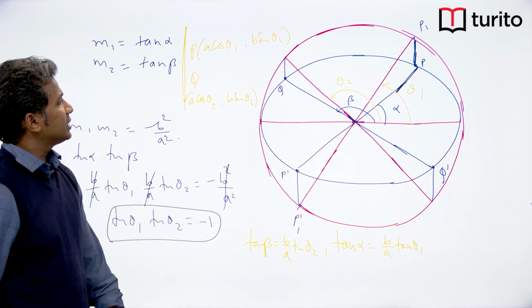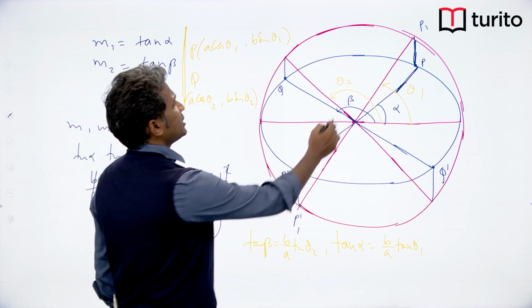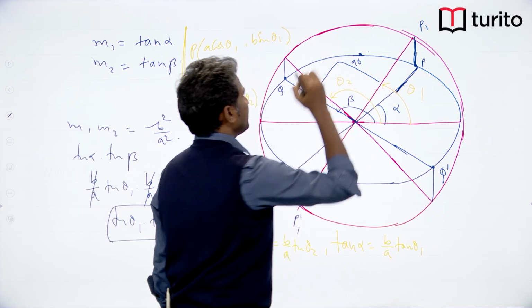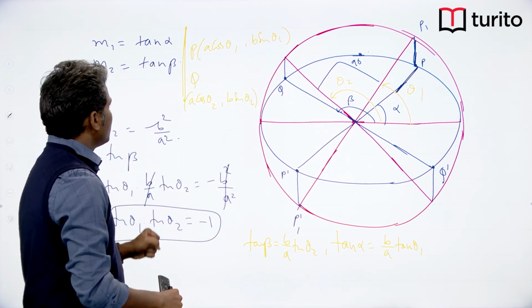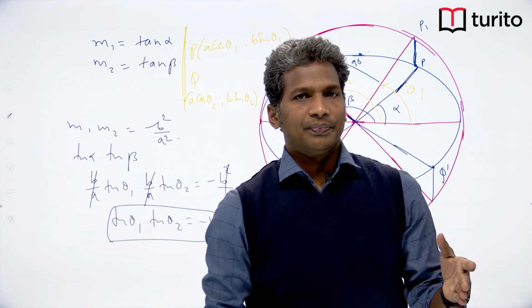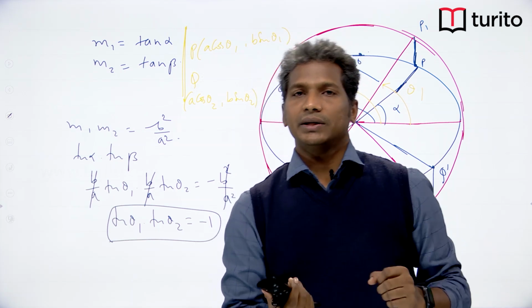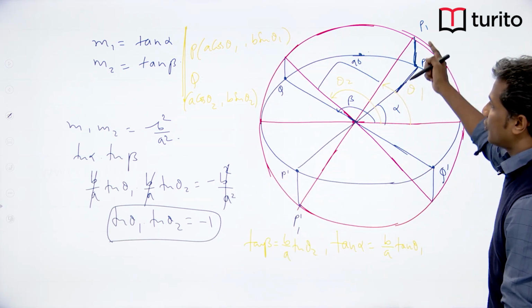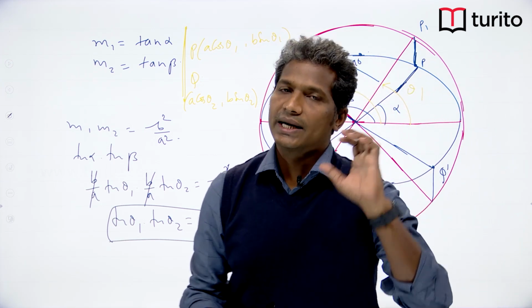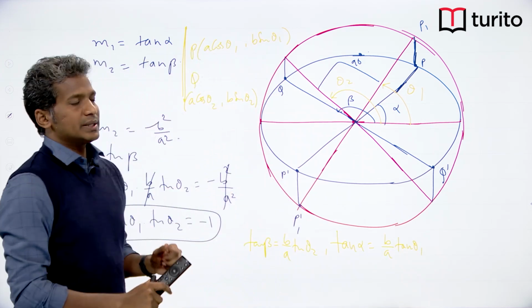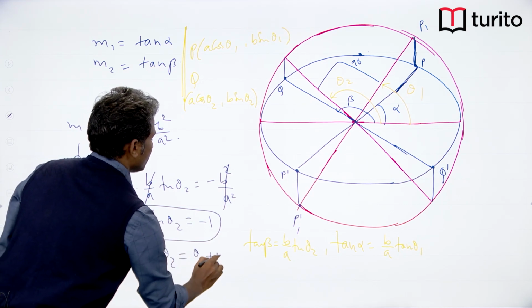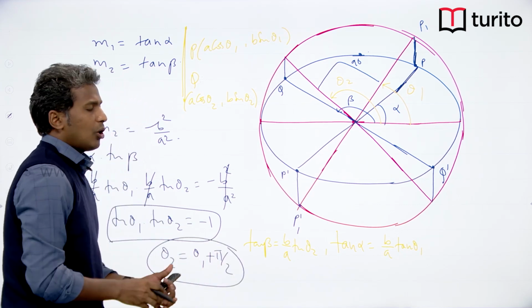So, what is the meaning of this? This means the difference between this theta 1 and theta 2 must be 90 degrees. Okay. So, why is this 90? Because you observe that tan A into tan B, if that is equal to minus 1, that means those two lines are basically perpendicular. Okay. So, that means the corresponding diameters on the eccentric circle or the auxiliary circle must be at right angles, which also means that theta 2 must be equal to theta 1 plus pi by 2. Okay. Or the other way around.